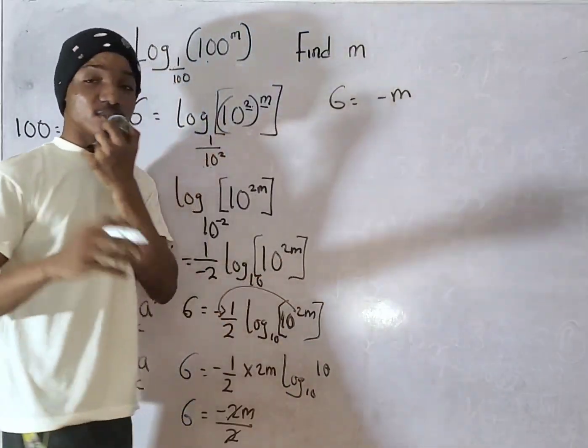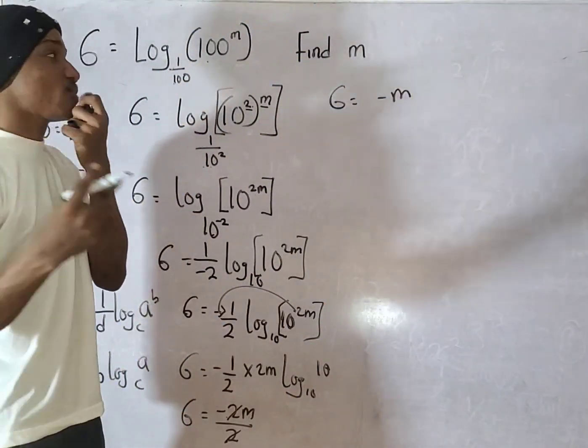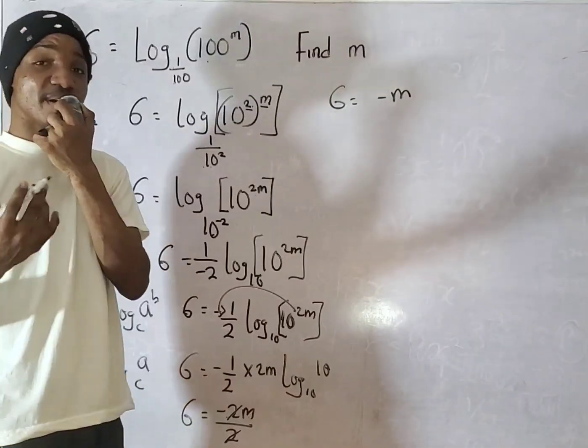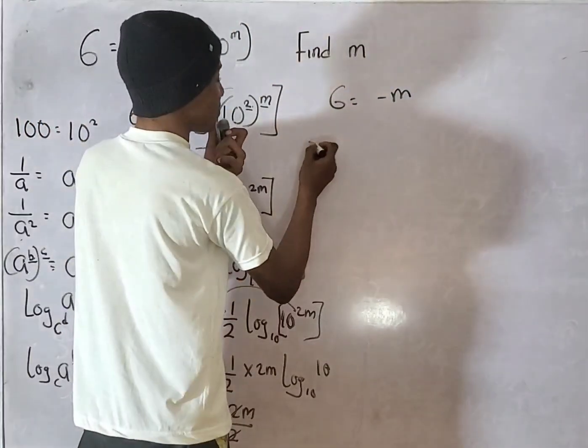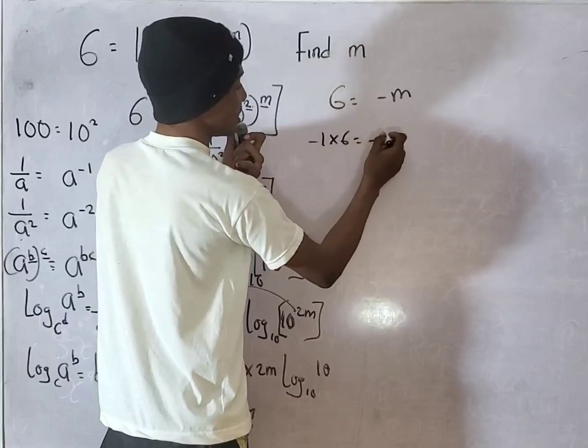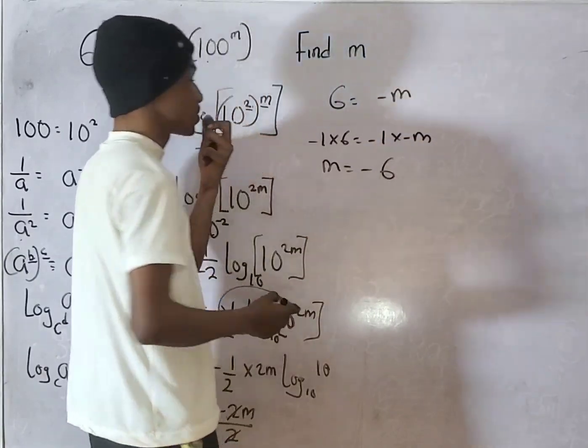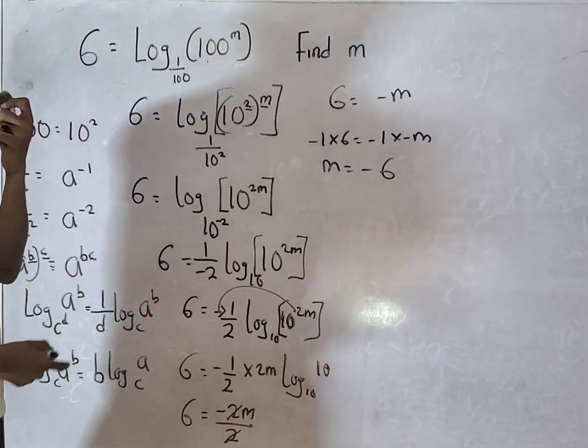Now, our goal is to find the value of m, not the value of negative m. So what do you do? You multiply both sides of the equation by negative 1. So I'm going to have negative 1 times 6 equals negative 1 times negative m. So m will be equal to minus 6. So that is the solution to the question.